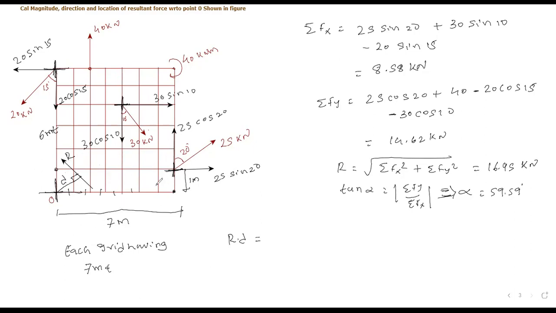Yes or no? Right-hand side clockwise we write as positive in Varignon's theorem. 25 sin 20 multiply by 1. I hope it is clear to all of you. Similarly, 25 cos 20, extend it to this point and rotate, you will get anti-clockwise direction. Distance is 7 meter. Anti-clockwise direction is negative: 25 cos 20 multiply by 7. I feel it is clear to all of you.